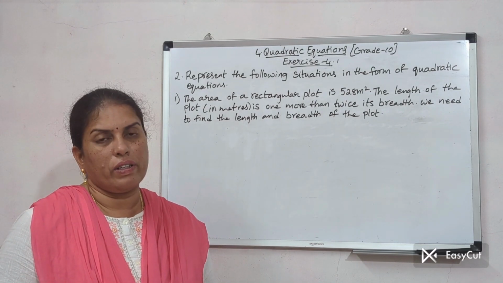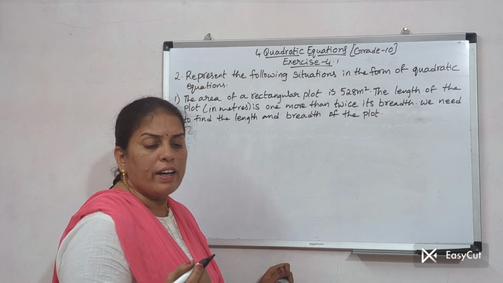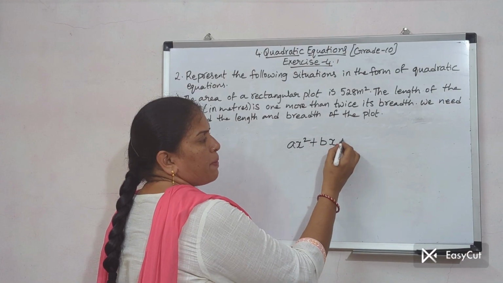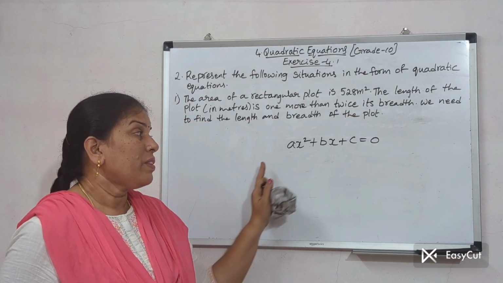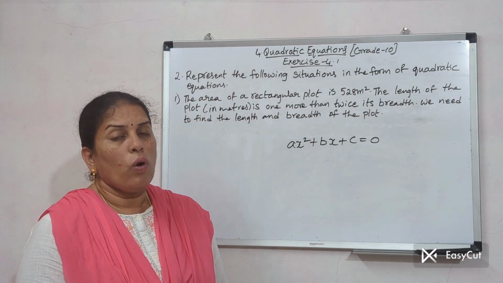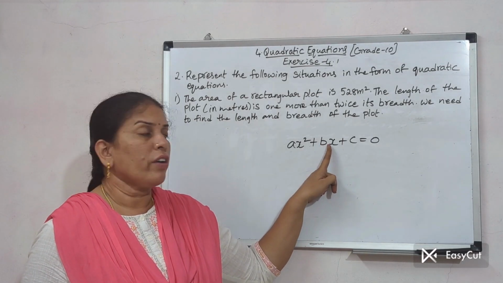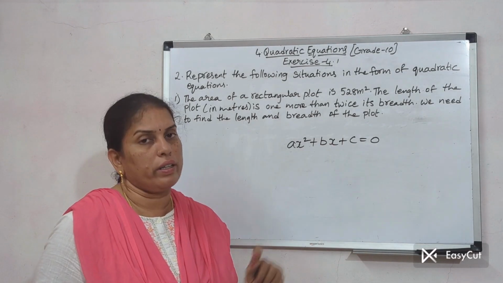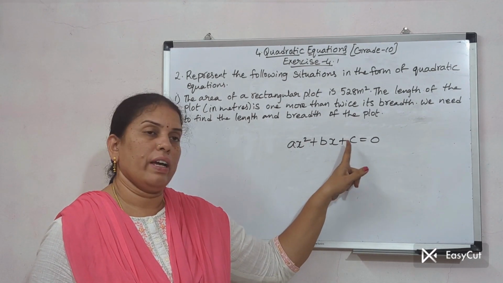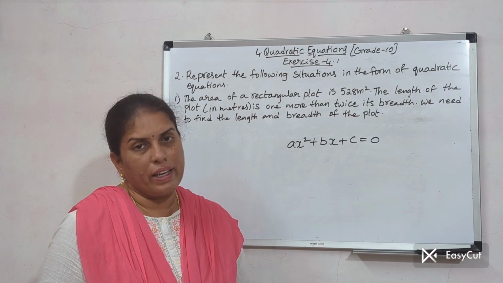What is a quadratic equation? What is the standard form of a quadratic equation? The standard form of a quadratic equation is ax square plus bx plus c equal to 0. This is the standard form of a quadratic equation. Okay? Now, what is a here? A is the coefficient of x square, B is the coefficient of x, and C is the constant term. This is the standard form of a quadratic equation.